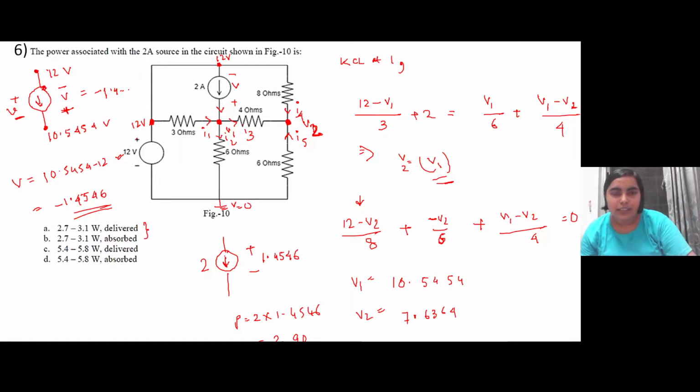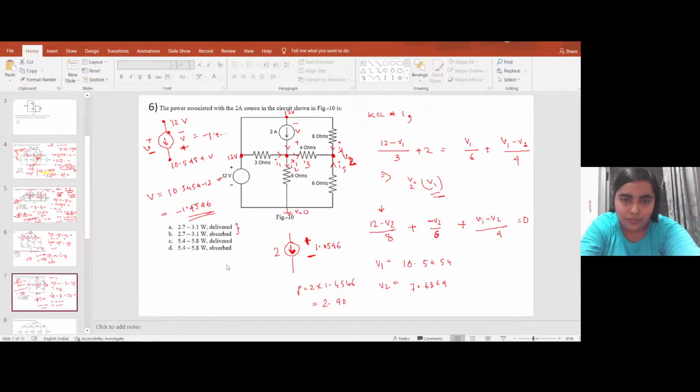Now tell me, we have solved a similar kind of question previously, right? So now you have a current source, the current is in this direction, the voltage across it is in this way. So whether it is absorbing or delivering power. You'll have to answer this one. You have done it before.